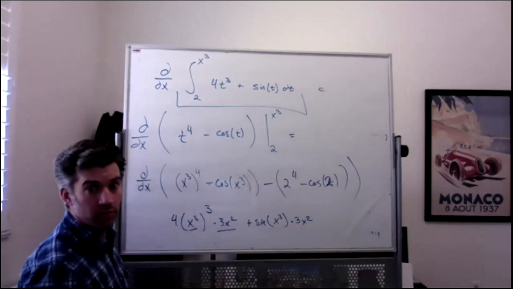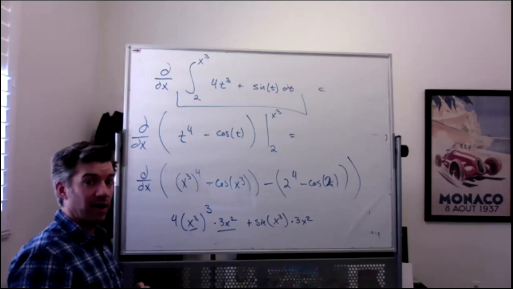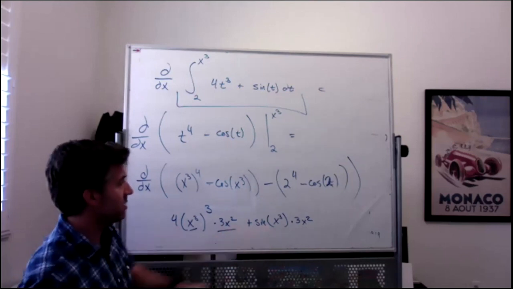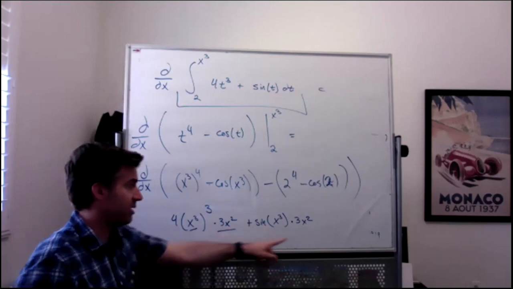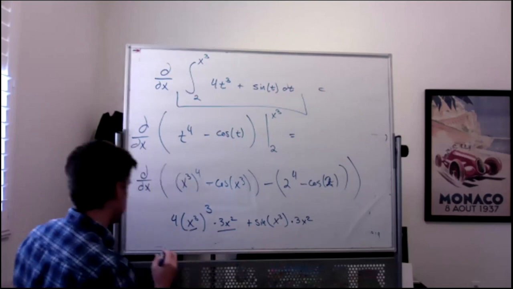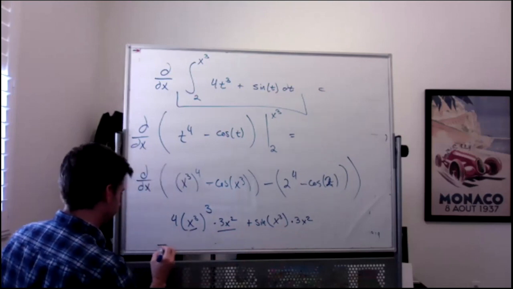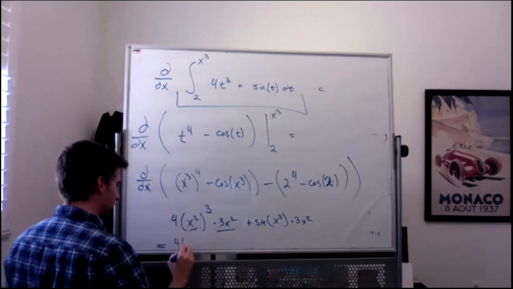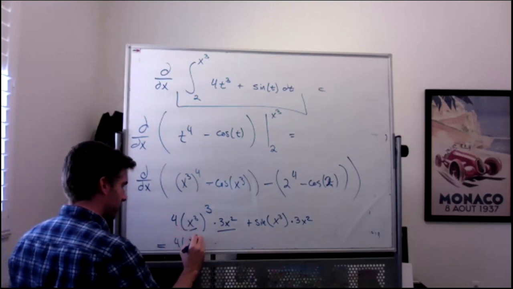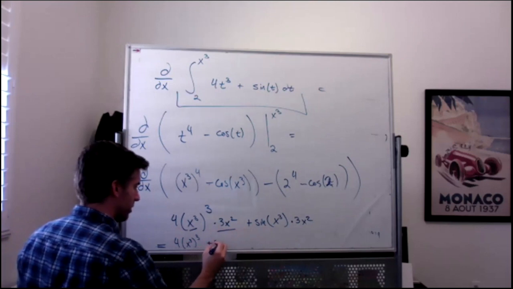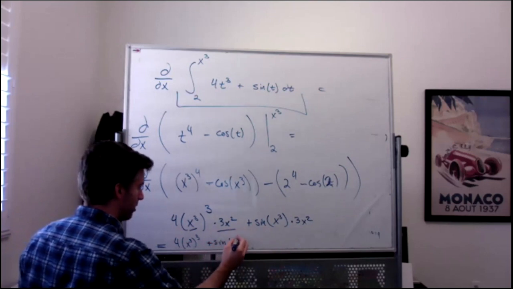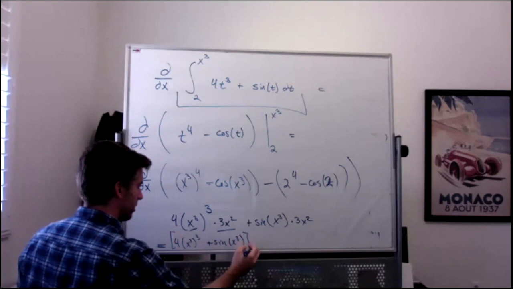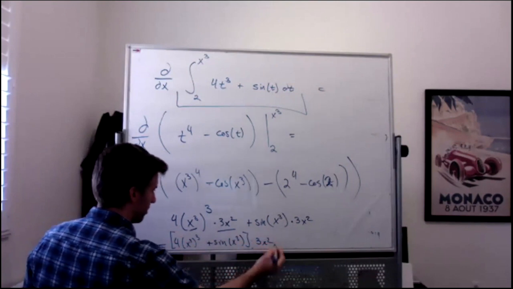Minus 0. Now here's what I want to point out. From each of these, I can factor out a 3x squared. So here's what I get. I think I have nothing down here. So I get 4, I'm still going to write it as 4x cubed plus sine of x cubed, all times the derivative of x cubed, which is 3x squared.